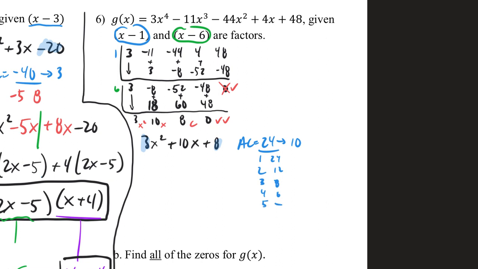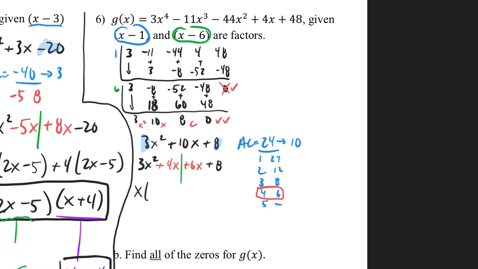And be careful here. There's a couple things that could work if you're not careful. 2 and 12 both have a difference of 10, but one of them would have to be negative. But we need a positive 24, so a negative wouldn't make sense here. So we're going to look at that 4 and the 6. Those are our guys. So 3x squared plus 4x plus 6x plus 8. Crack it in half. Those both have an x and then nothing else.